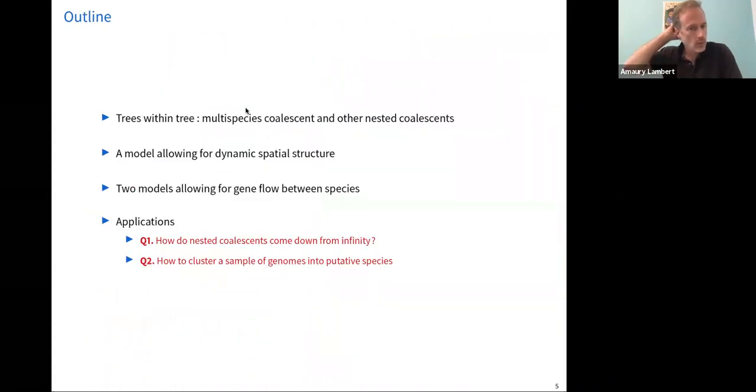And so, in the first part of the talk today, I will talk about examples where gene trees are coupled by the species tree and the so-called multispecies coalescent, which is widely used by evolutionary biologists. And I will introduce some other kind of what I call nested coalescence, where the gene tree is always included in the species tree, as on the first picture. And then I will introduce models allowing for dynamic spatial structure and then gene flow between species.